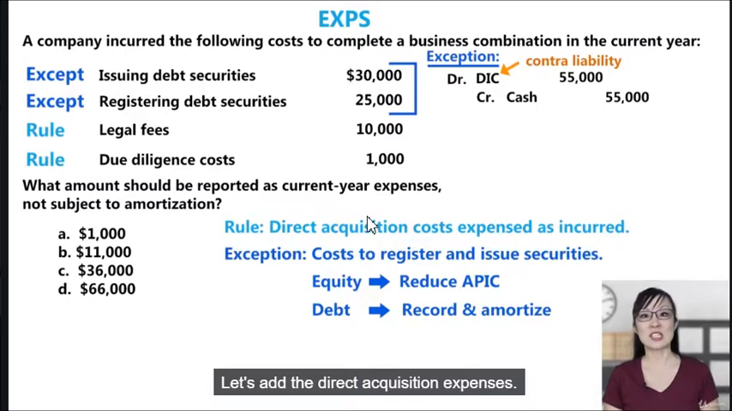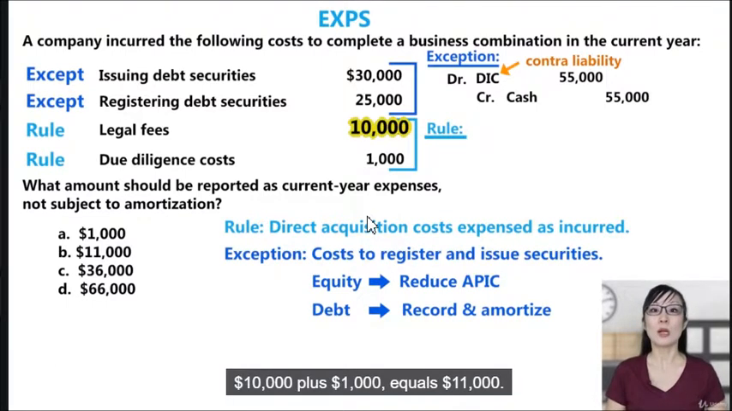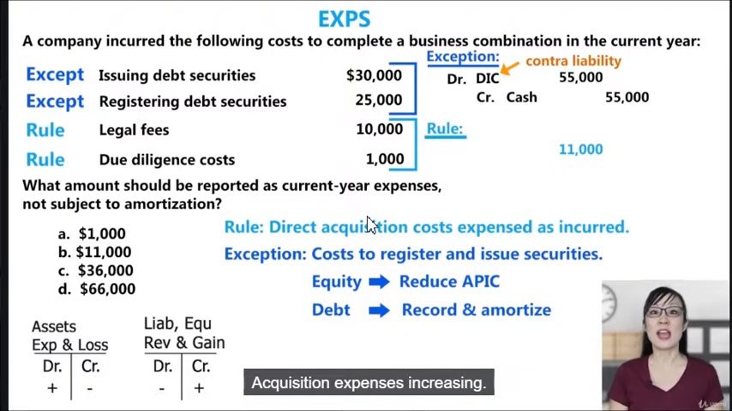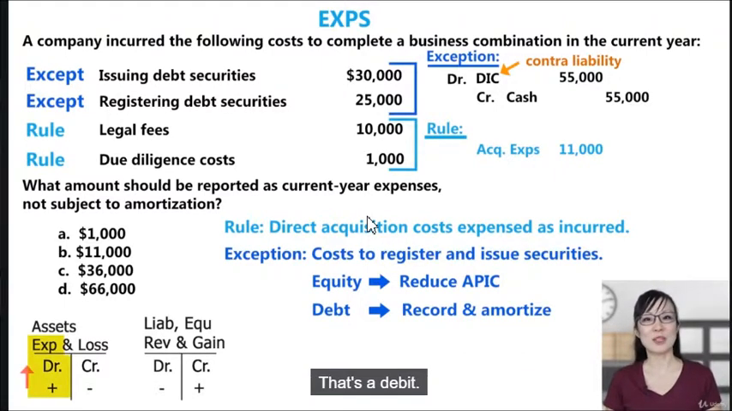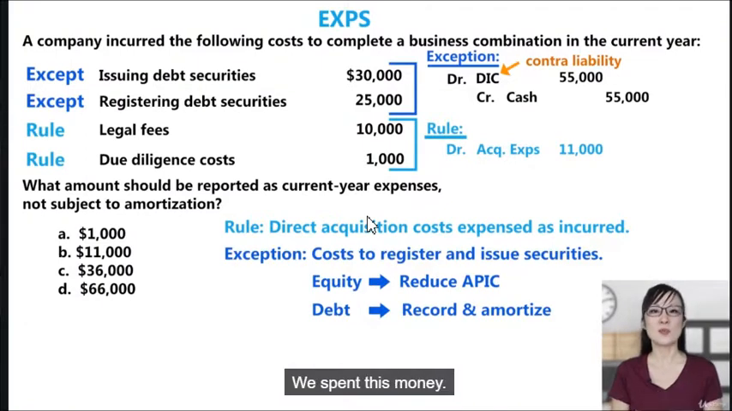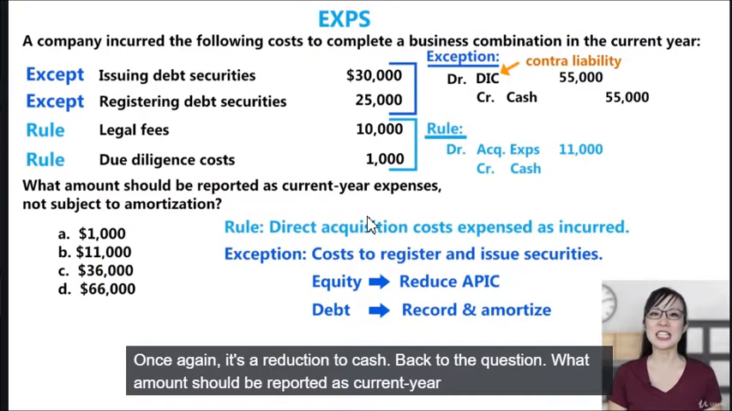Let's add the direct acquisition expenses. $10,000 plus $1,000 equals $11,000. Acquisition expenses increasing, that's a debit. What's the other side of the entry? We spent this money. Once again, it's a reduction to cash.